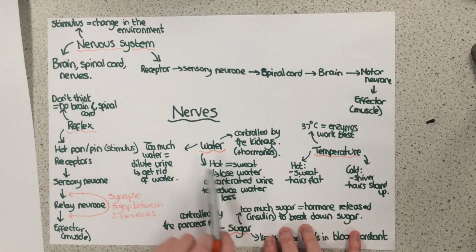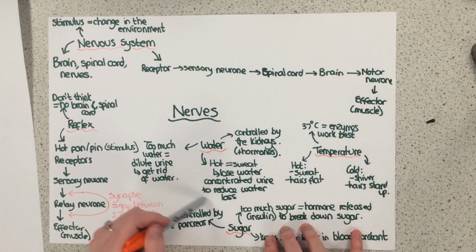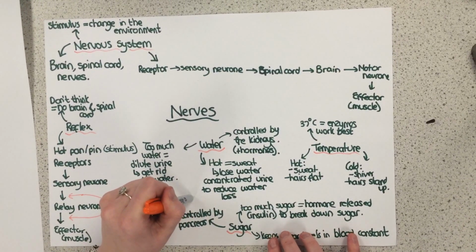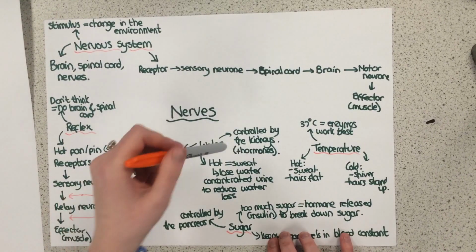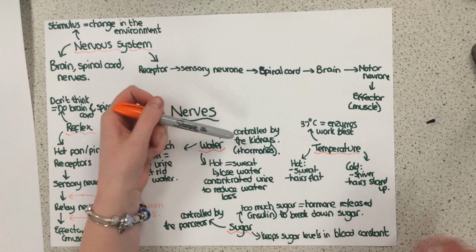The other side of this is, if you're really hot and you need to not lose any water, you'd have concentrated urine, which means there's not really very much water in your urine. This is all controlled by the kidneys and the hormones telling the kidneys what to do.